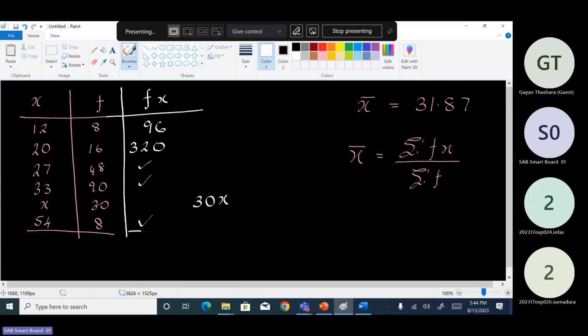But we need sigma fx. So sigma fx would be the addition of all these values plus that 30x. Then we can get this sigma f. So we can add this.